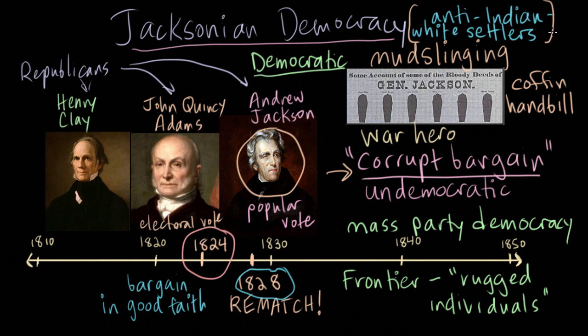So in the first video in this series, I mentioned that most scholars point to this moment of Jackson's election in 1828 as the beginning of modern democracy. So let's investigate some of those claims a little bit further. What was it about Jackson's election and presidency that began the modern American political system?